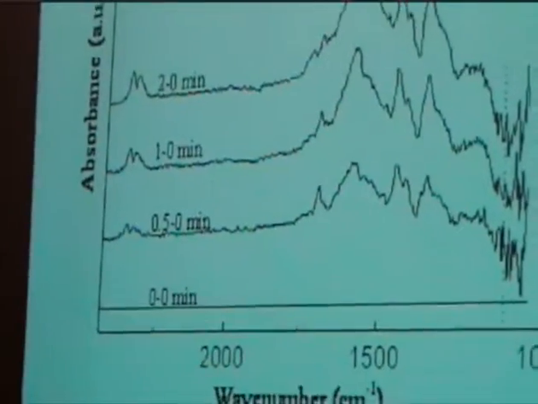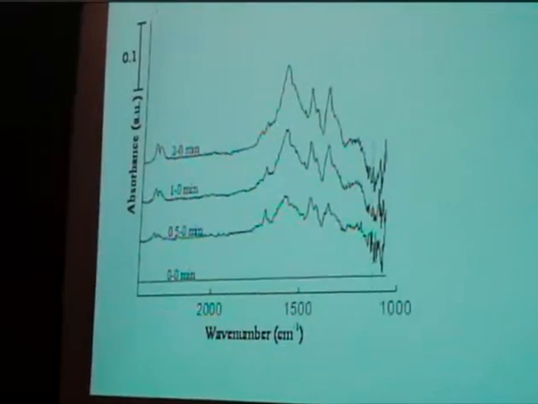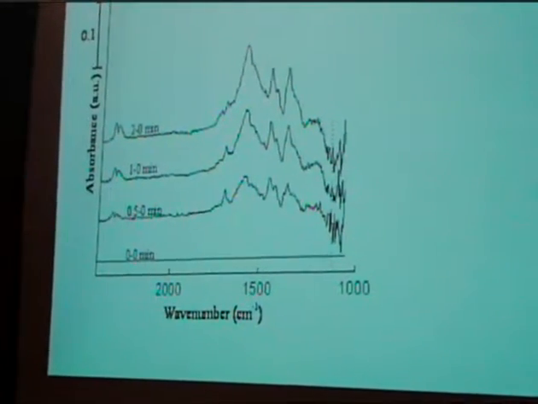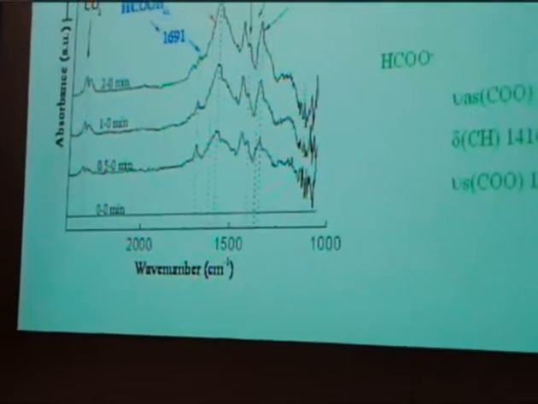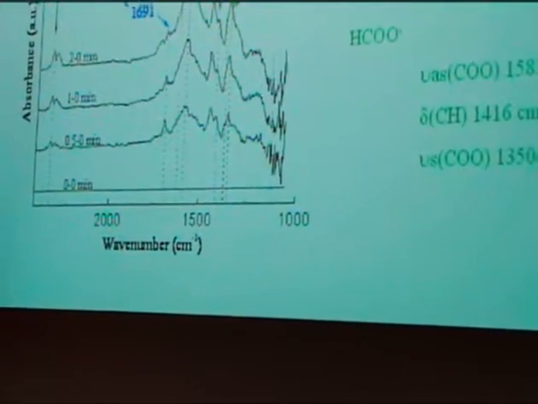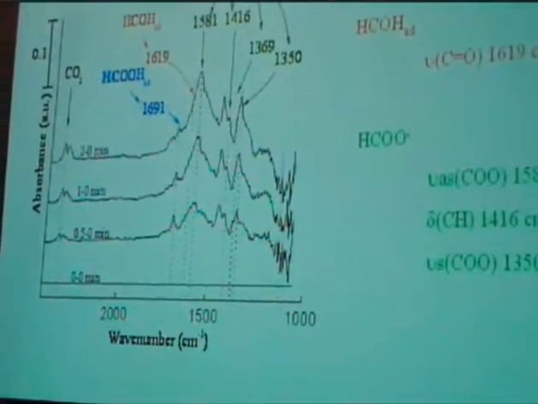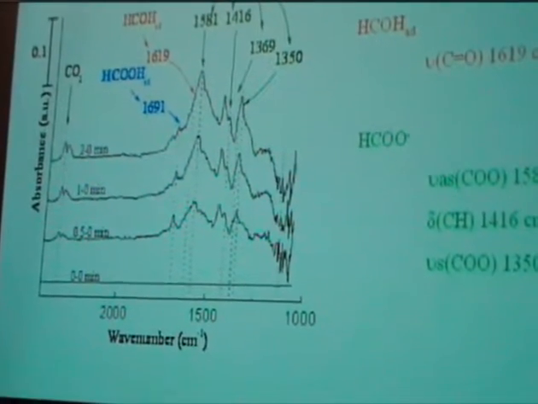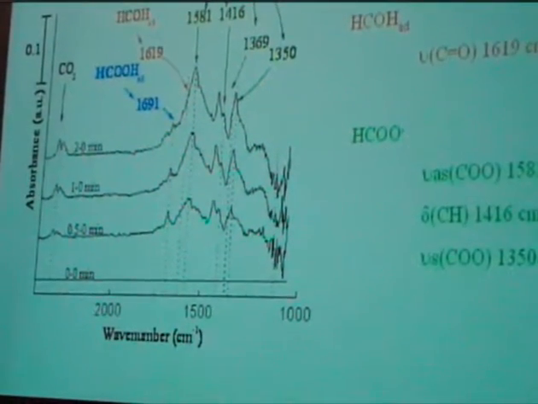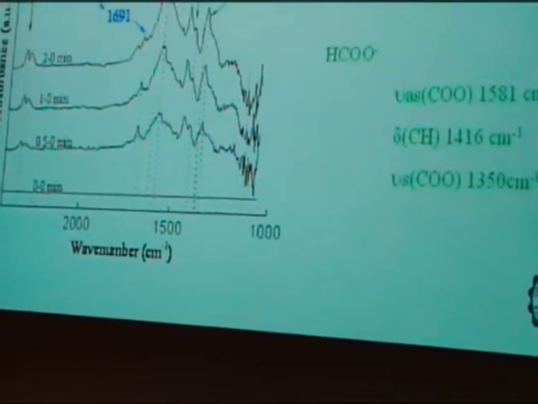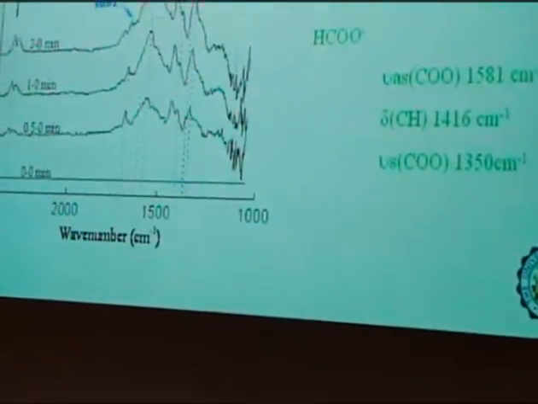Now, I would like to show the detail of the first 2 minutes of photocatalytic oxidation in the low coverage case. In this case, we can see that CO2 is produced since the beginning, and we see three major species, which are formic acid, formaldehyde, and formate. They are characterized by these bands that I'm showing here, 1691, 1619, and the formate bands, as I'm showing.